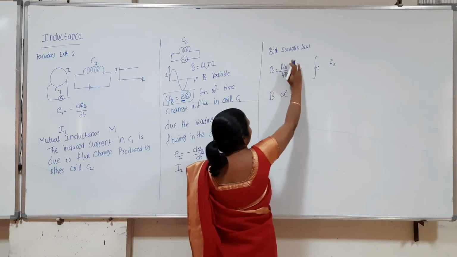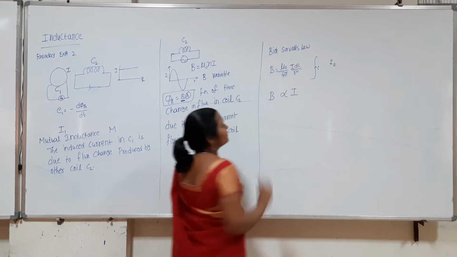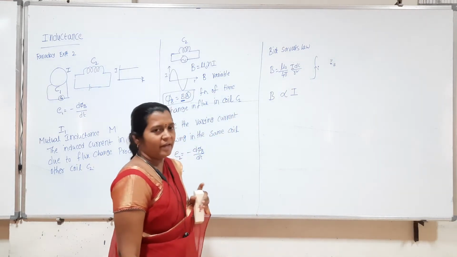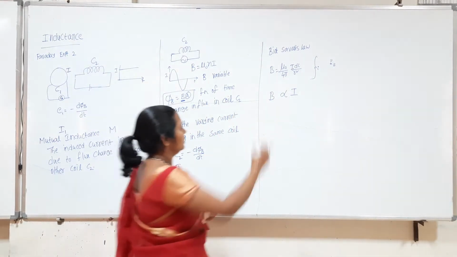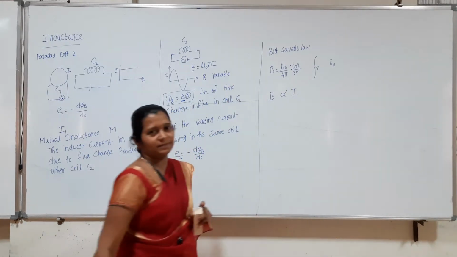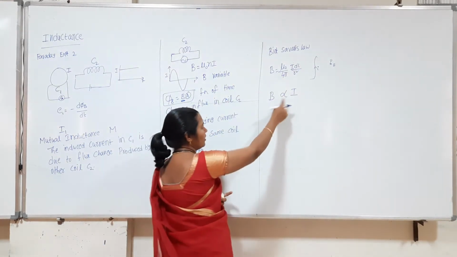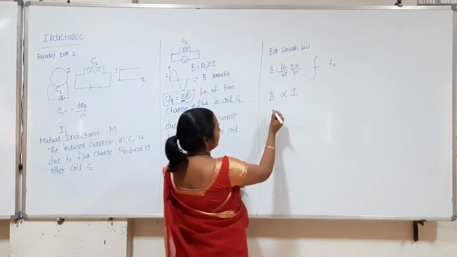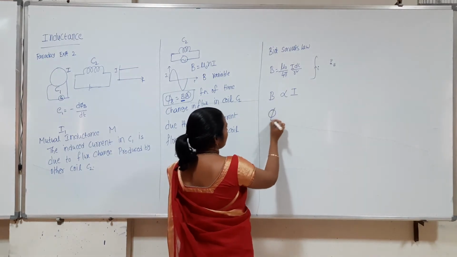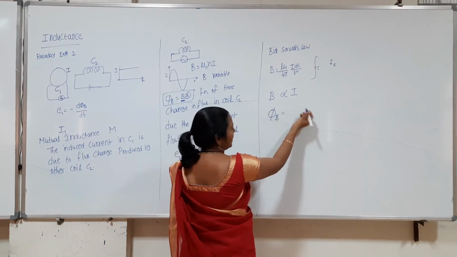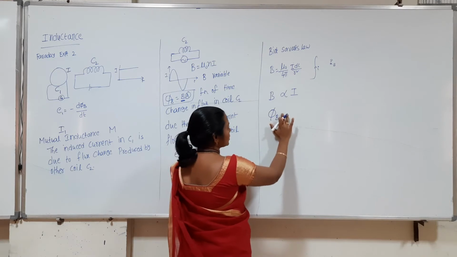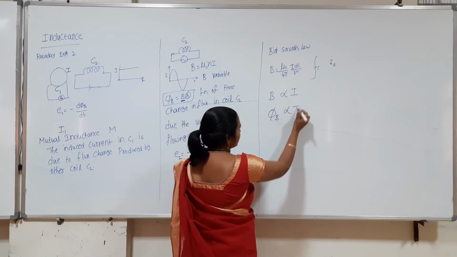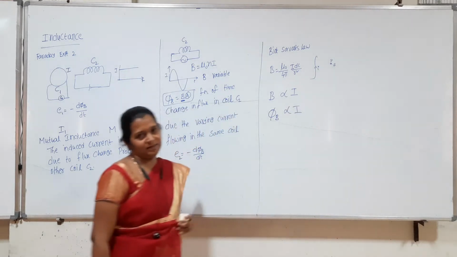Let us write current as capital I. So B is directly proportional to the current flowing in the conductor. If B is directly proportional, then what about the magnetic flux? Magnetic flux is nothing but B into A. So magnetic flux is also directly proportional to current I.